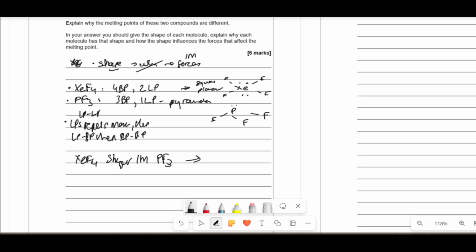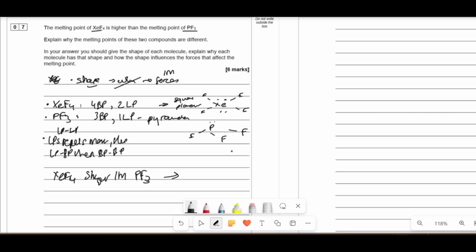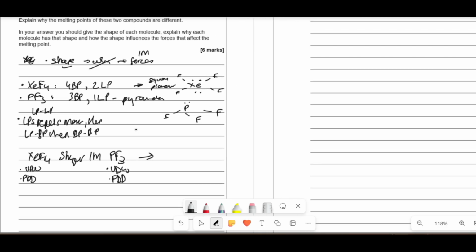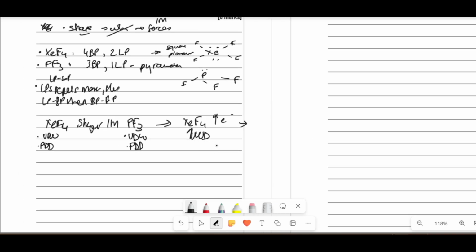So now we need to compare them side by side. The intermolecular forces XeF4 has are van der Waals forces and permanent dipole. And PF3 also has van der Waals forces and permanent dipole. So we need to compare them further and see what the differences are. XeF4 has a higher melting point than this. The only other difference between them is that XeF4 physically just has more electrons. Therefore, it has a larger number of van der Waals forces, because the strength of van der Waals forces is affected by how big the molecule is because of the electrons. You can't just say it's bigger, you need to say there's more electrons.